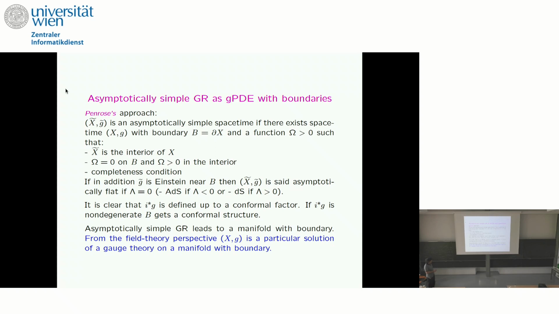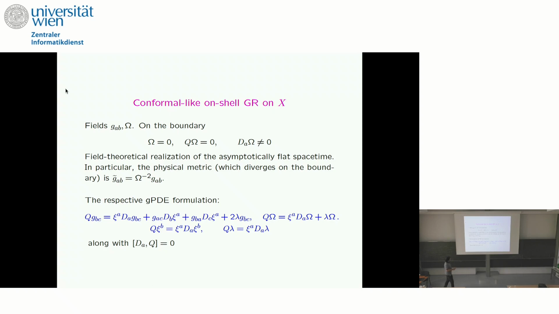If we think about our theory as a theory with boundary, then our spacetime X and metric G is just a particular solution of our gauge theory on a manifold with boundary. And in the interior, it is equivalent to what we started with, but not with the boundary. And the trick, of course, to implement it field theoretically was already discussed. We added this Stückelberg field omega, but in the interior it is required to be greater than zero, but on the boundary we set it to zero. This is just to implement this Penrose description of conformal infinity in field theoretical terms.